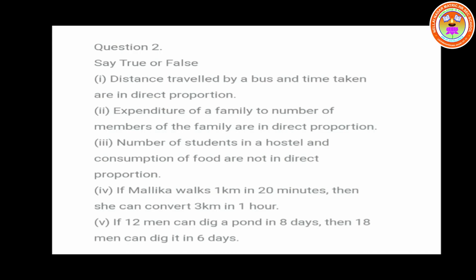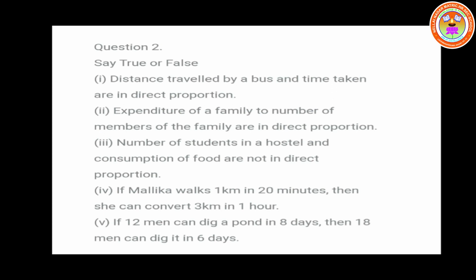Question number 2. Say true or false. Subdivision 1. Distance travelled by a bus and time taken are in direct proportion. Yes, it is. True or false, we have to find. Just listen children, if the distance travelled by a bus increases, automatically the time also will increase. If the distance travelled by the bus decreases, automatically the time also will decrease. Therefore it is direct proportion. So the answer is true.